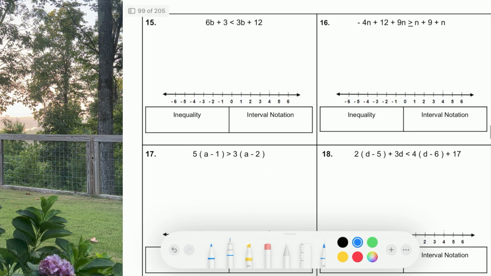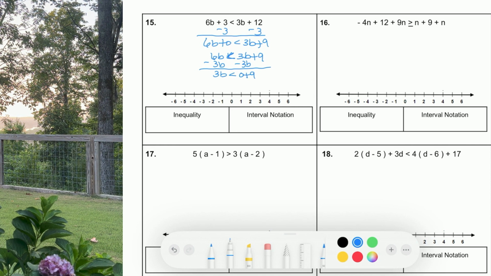Now let's look at number 15. We have 6b plus 3 is less than 3b plus 12. I'm going to subtract 3 from both sides. I get 6b plus 0 is less than 3b plus 9. Rewrite that. 6b is less than 3b plus 9. Subtract 3b from both sides.